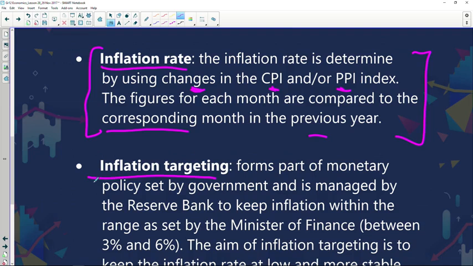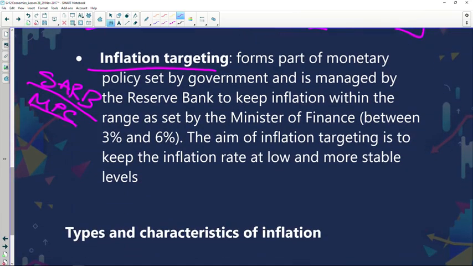And then the inflation targeting. We said that the Reserve Bank plays an important role in the inflation targeting, and also the Monetary Policy Committee, the MPC, will meet and then determine what the interest rates are for that particular financial year. So it forms part of monetary policy, and it's set by government and is managed by the Reserve Bank to keep the inflation within the range as set by the Minister of Finance, which is between 3 and 6%. And the aim of inflation targeting is to keep the inflation rate at low and more stable levels. Okay, so quite an important aspect of the monetary policy.